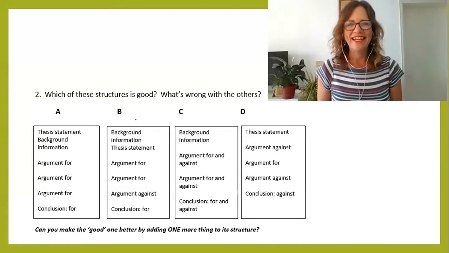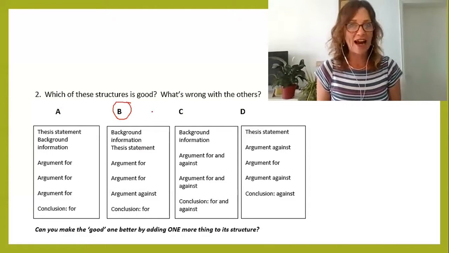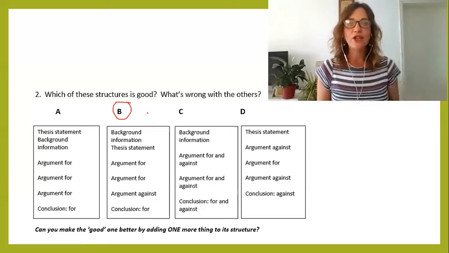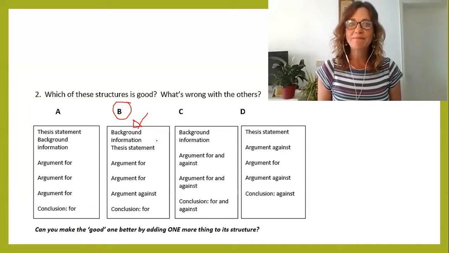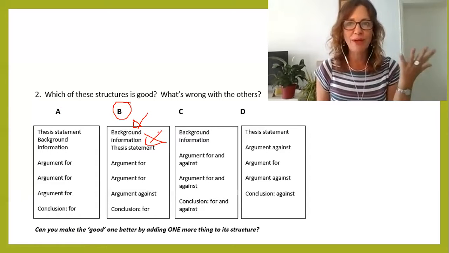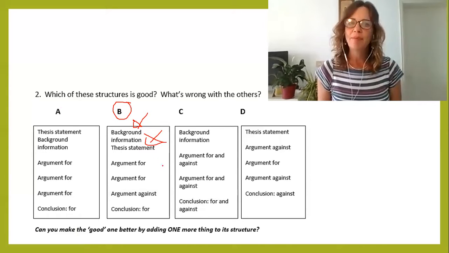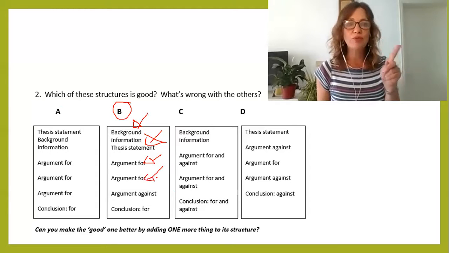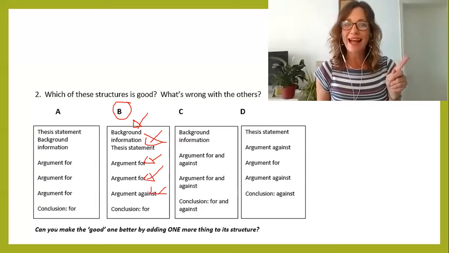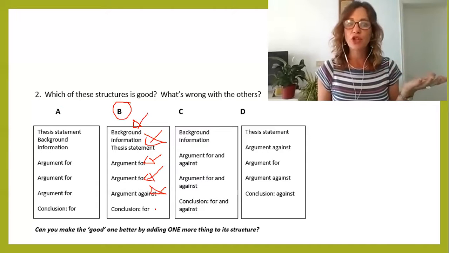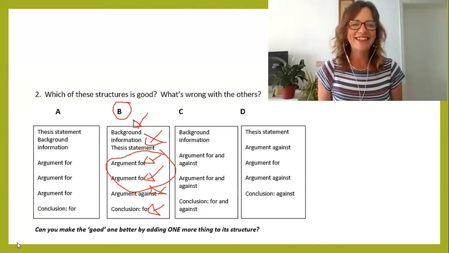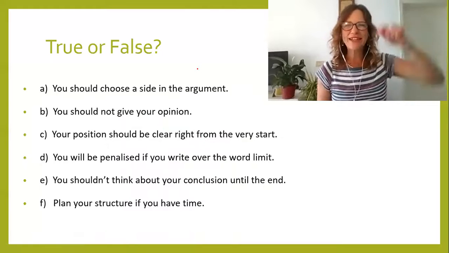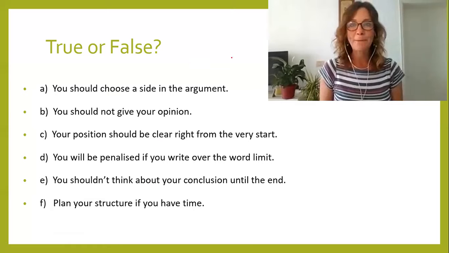Yes, it is, of course, B. This is a very nice structure for an essay. You start off with your background information. You have your thesis statement, which tells you what argument you believe. You have a couple of paragraphs which support what you believe. Of course, you put the other argument, the counter argument, and of course, your conclusion should be the one that you believe, which is the arguments for. Okay, well done, guys. Let's look at these true or false questions now.